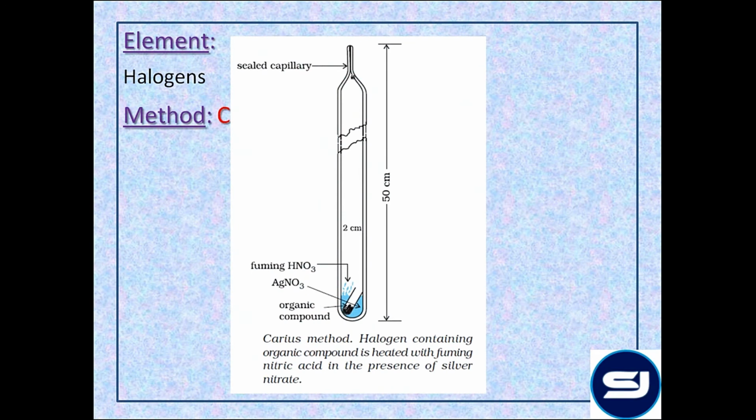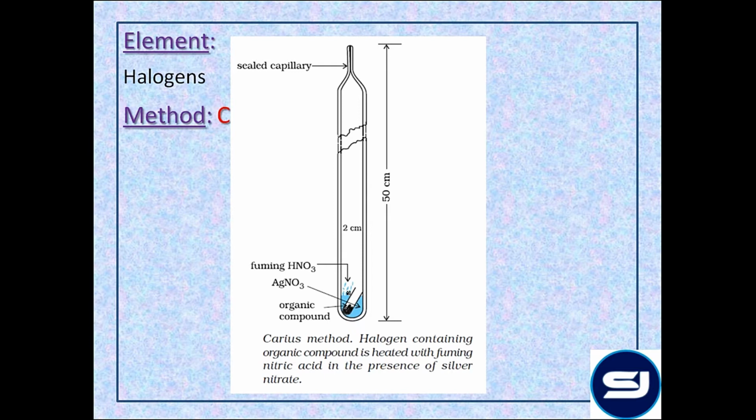So in the Carius method, we have a long tube which has a sealed capillary at the top, and there is a small tube which contains the organic sample or the organic compound, and it is heated with fuming HNO3 and AgNO3. So it's a simple arrangement of a long tube of 50 centimeter height and 2 centimeter width, and the organic sample is taken in a small glass tube and heated with fuming HNO3 and AgNO3.